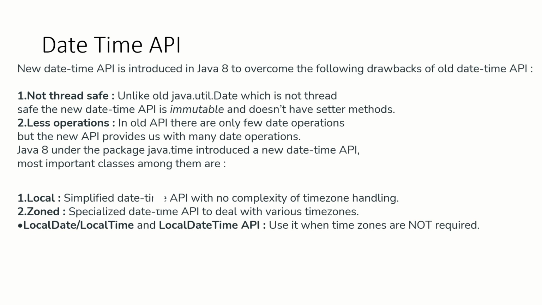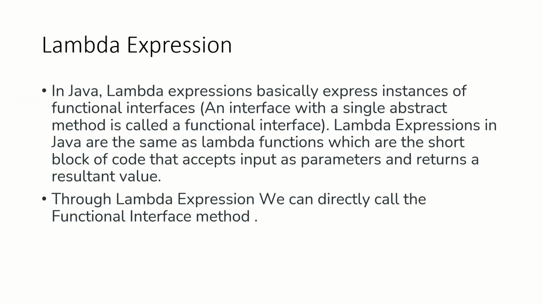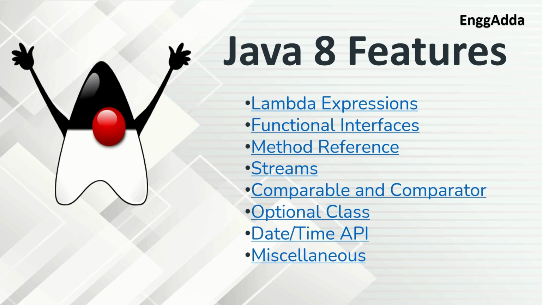So this is about the features of Java 8. Let me summarize it. Let me go to the first page, and these are the features introduced in Java 8: Lambda expression, functional interface, method reference, stream API, Comparable and Comparator, Optional class, datetime API, and miscellaneous. We will discuss that as well.